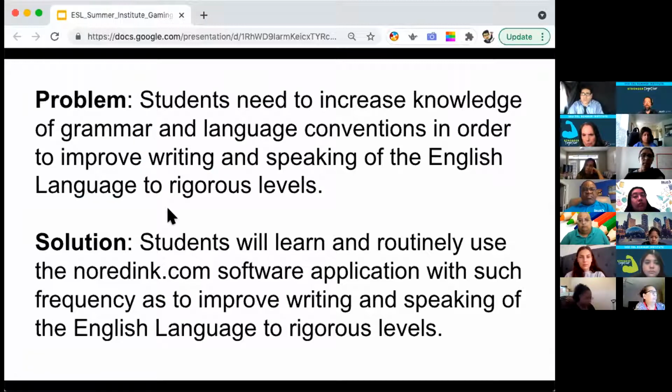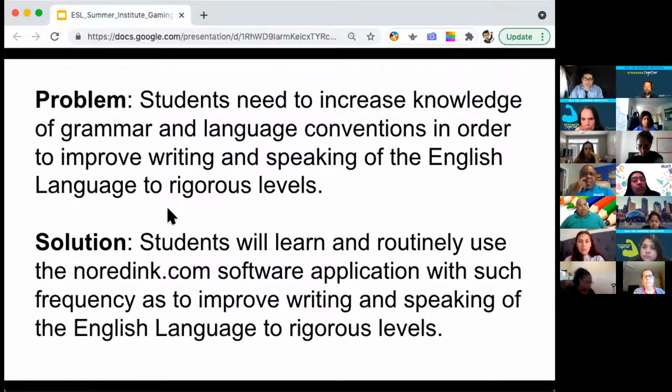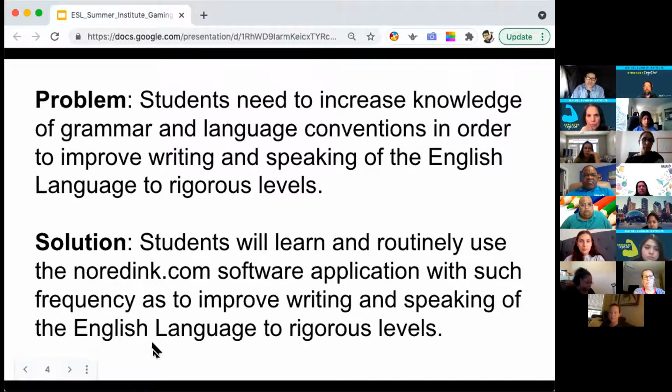In our research, we looked at a problem. Students need to increase the knowledge of grammar language conventions in order to improve reading and speaking of the English language to rigorous levels. The solution in this research was that students will learn and routinely use the NoRedInk software application with such frequency as to improve reading and speaking of the English language to rigorous levels.